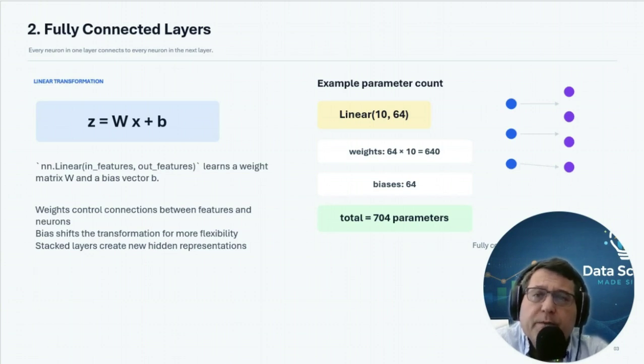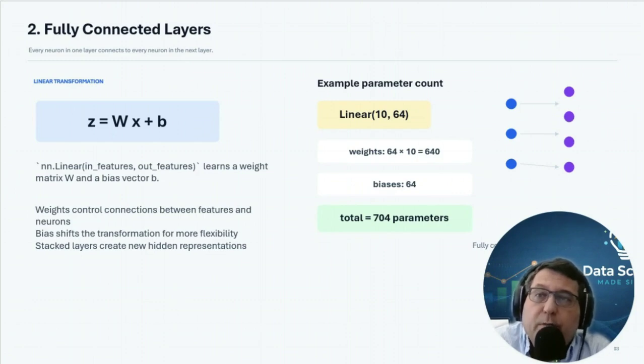Let's look at an example. Suppose our input contains 10 features, and the next hidden layer contains 64 neurons. In PyTorch, we would write nn.Linear(10, 64). That means the layer transforms a 10-dimensional input into a 64-dimensional hidden representation. If we are processing a batch of 32 observations, the input tensor might have a shape 32 by 10. After this linear layer, its shape becomes 32 by 64.